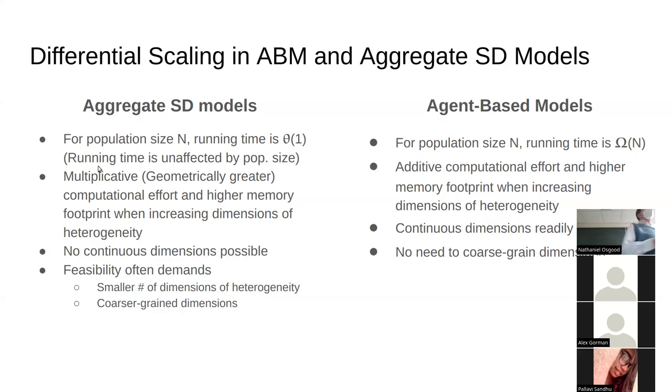So some trade-offs between agent-based and system dynamics models in terms of nimbleness, in terms of memory footprint, in terms of running time with scaling of heterogeneity and scaling the population. We will revisit some of these issues potentially as early as Thursday. But soon we'll be getting to networks which take advantage of this structure.